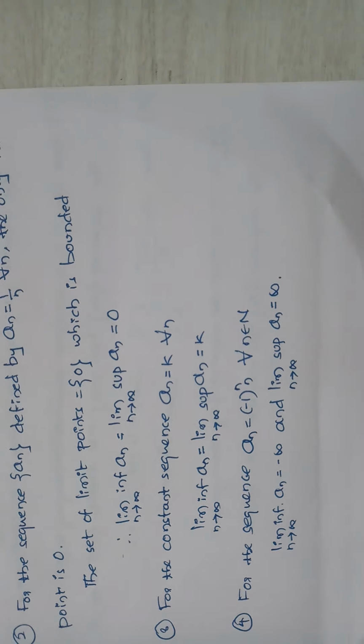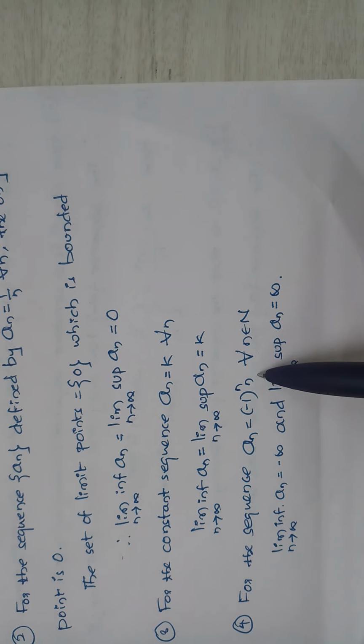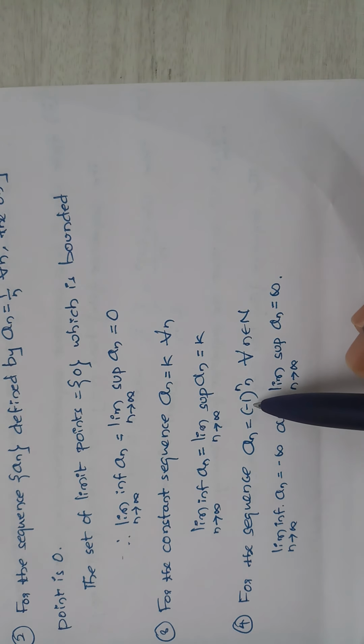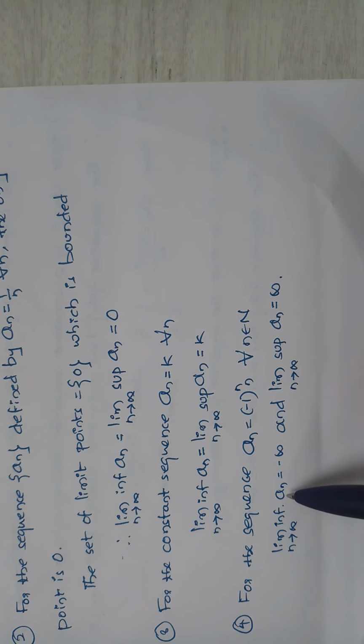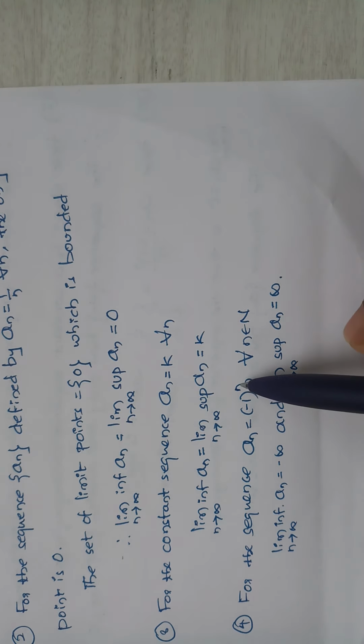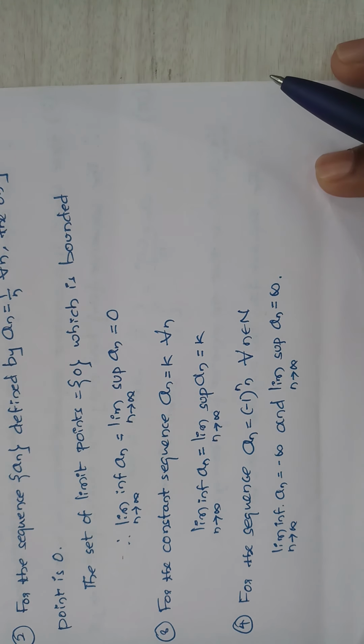In a similar manner, for the sequence a_n is equal to (-1)^n times n for all n belongs to N, the limit infimum of a_n is -infinity, because as n tends to infinity, when n is odd you get -infinity. When n is even, you get +infinity, because (-1)^2 is +1, and as n tends to infinity it becomes +infinity. So these are the examples for the limit superior and limit inferior of a sequence.